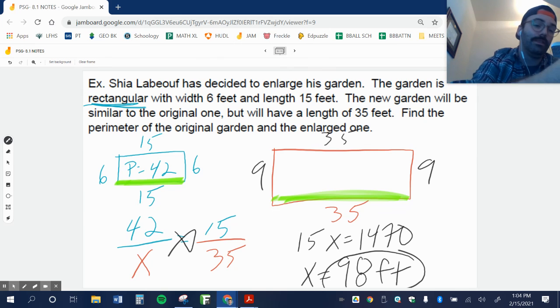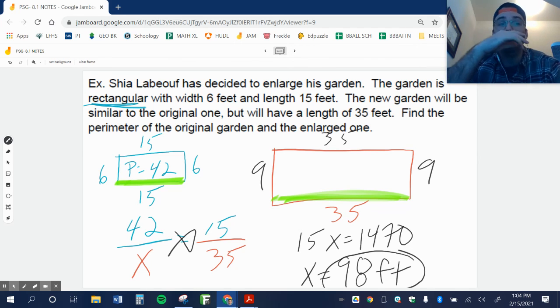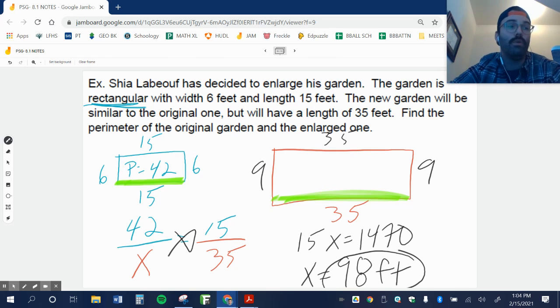This is a real life example. If you wanted to enlarge a garden, you could actually do this. I don't know how many of you are going to do this. Maybe later on in your life, when you grow up, you want a garden. You maybe try to build one. Hey, let's do it. Let's build it.